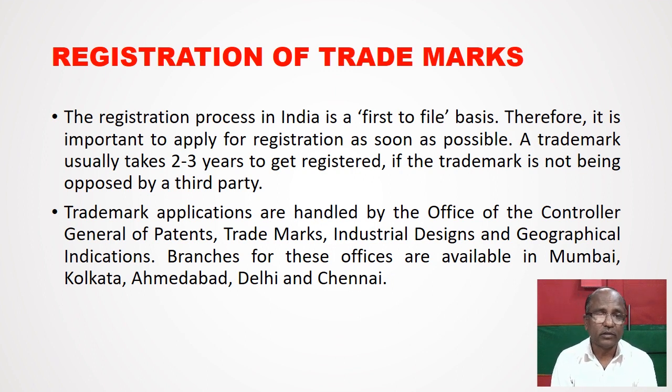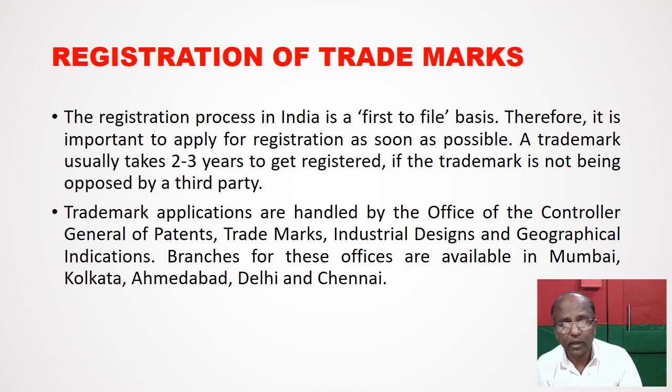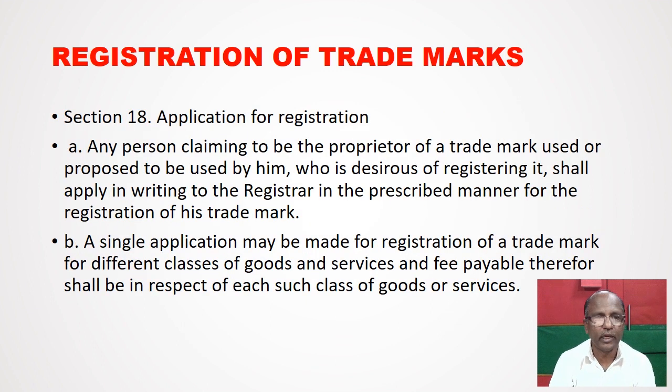Next is the registration of trademark. So the registration process of these trademarks in India is based on the first to file basis. Those who file their registration first will be considered first. So therefore, it is important to apply for registration as soon as possible. A trademark generally takes 2 to 3 years to get registered if the trademark is not being opposed by a third party. So trademark applications are handled by the Office of the Controller General of Patents, Designs, Trademarks, and Geographical Indications. And branches of these offices are available in Mumbai, Kolkata, Ahmedabad, Chennai, and Delhi.